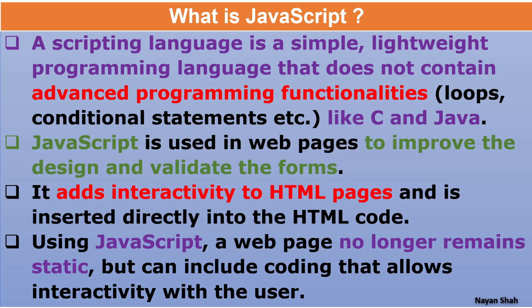JavaScript is used in web pages, and why is it used? It is used to improve the design, and the most important thing is to validate the form. In the last chapter we discussed how to create an HTML form. You must be knowing one thing about forms, that when a form is displayed on your screen and you are filling that form, you can't fill in any data. You must follow certain criteria.